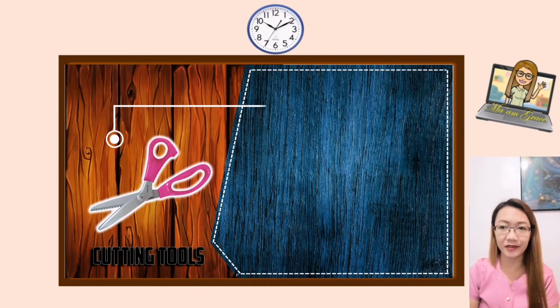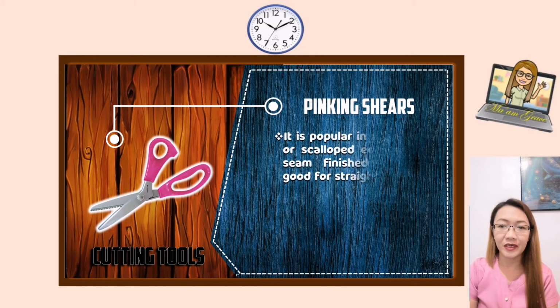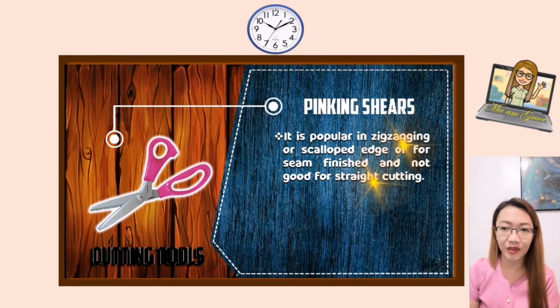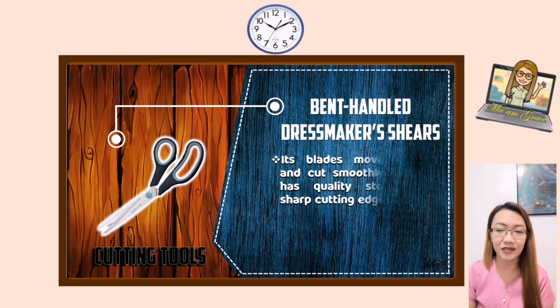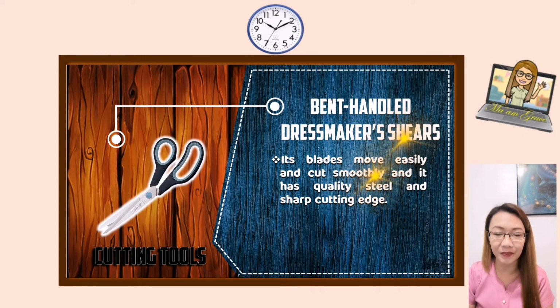Next is pinking shears. Pinking shears is popular in zigzagging or scallop edges or for seam finishes and not good for straight cutting. And of course, the bent-handled dressmaker's shears. Its blade moves easily and cuts smoothly, and it has quality steel and a sharp cutting edge. This is used for cutting fabrics.